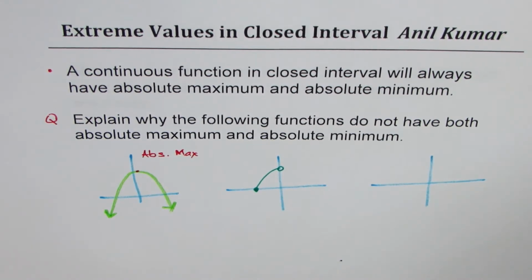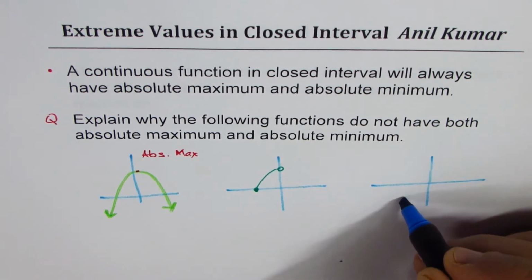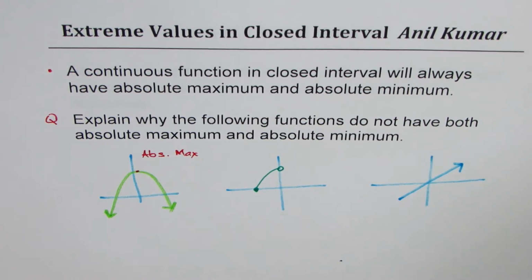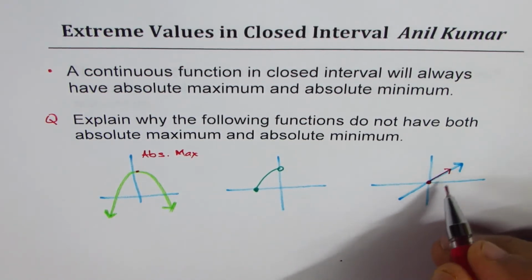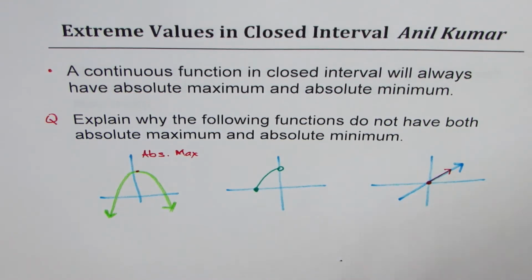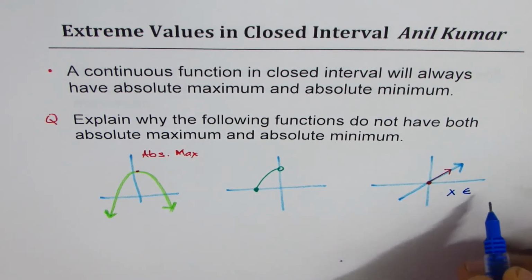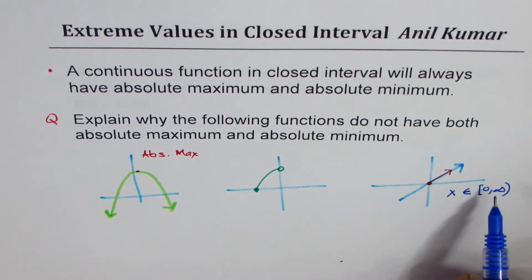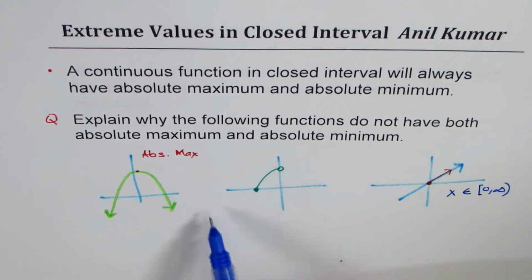And then the last option here for us is, let's say we have a line which is going in this direction, and we consider the line only from point A onwards. So we are considering in this particular case x belongs to from 0 to infinity, correct? So in these three cases, explain why we do not have both absolute maximum and minimum.